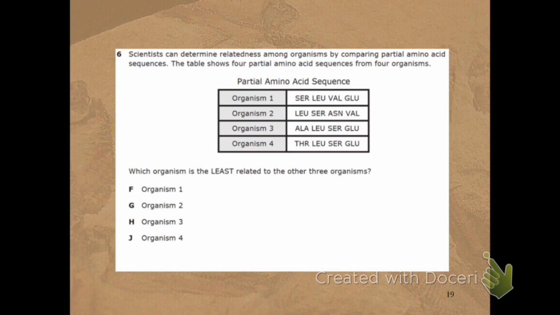Next practice question, we're going to poll again. Same as last time, 1, 2, 3, and 4. Scientists can determine relatedness amongst organisms by comparing partial amino acid sequences. The table shows 4 partial amino acid sequences from 4 organisms. Which organism is the least related to the other 3? Take a moment and look.